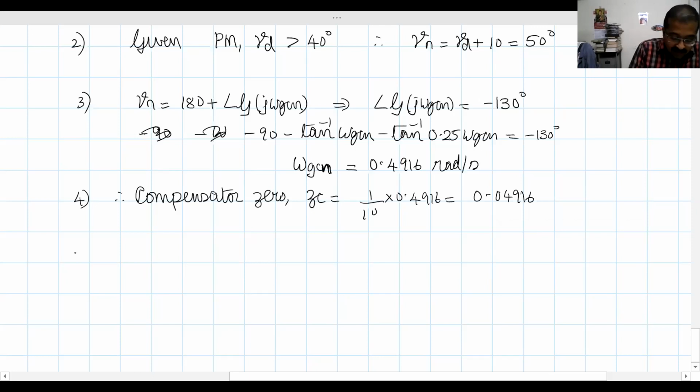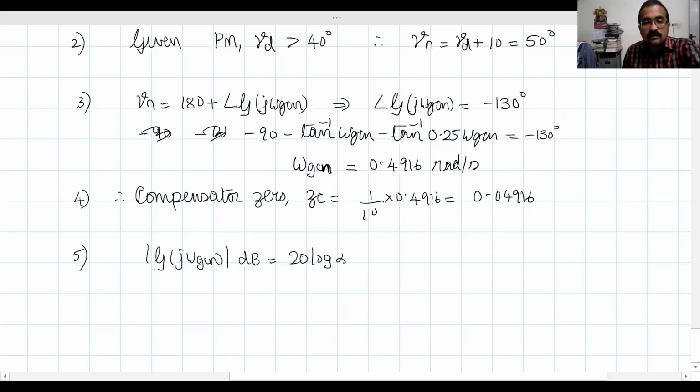Right? Now what next? We have to calculate the parameter alpha by which the dB gain plot must be pulled down so that the magnitude curve is brought down to 0 dB. Okay, so how will you find that? 20 log alpha. Mod GJ omega GCN in dB must be equal to 20 log alpha. Okay, how will you find mod GJ omega GCN?